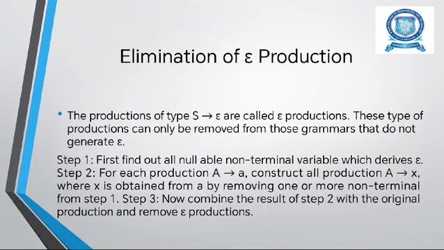Elimination of epsilon production. The productions of type S tends to epsilon are called epsilon productions. These types of productions can only be removed from those grammars that do not generate epsilon. First, find out all nullable non-terminal variables which derive epsilon. Step 2. For each production A tends to alpha, construct all productions A tends to X, where X is obtained from alpha by removing one or more non-terminals from step 1. Step 3. Now combine the result of step 2 with the original productions and remove epsilon productions.